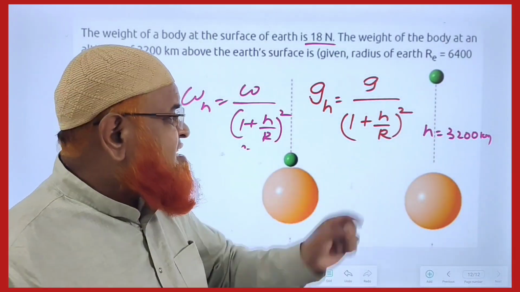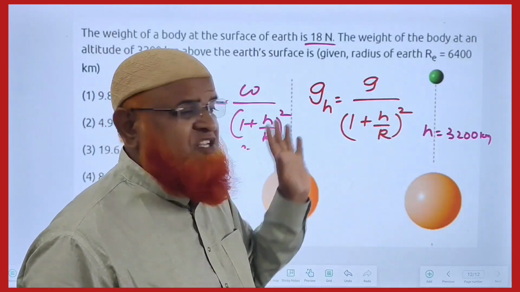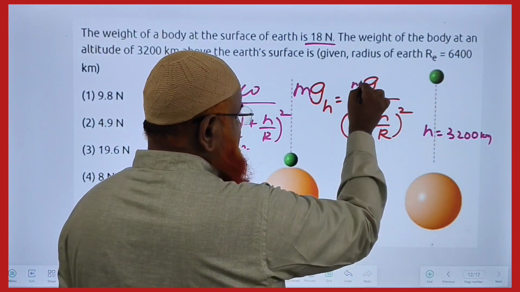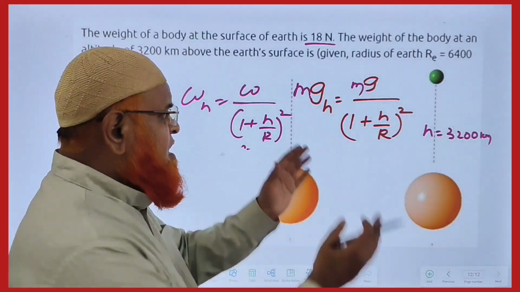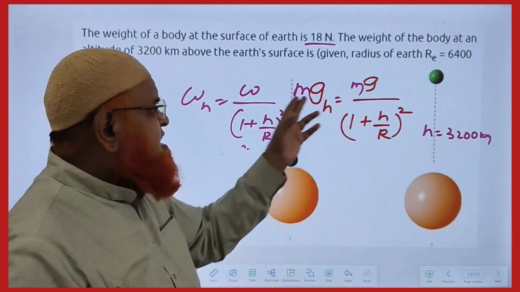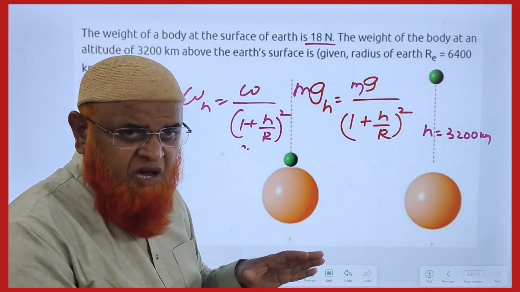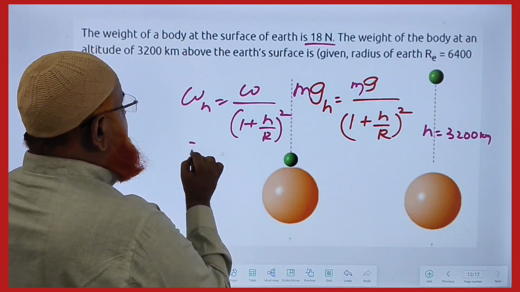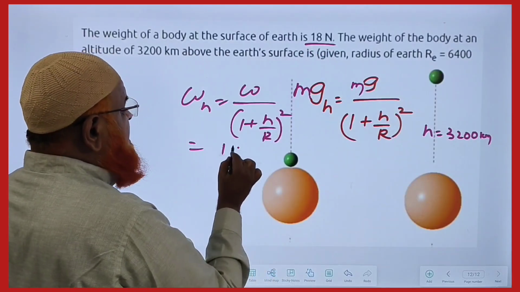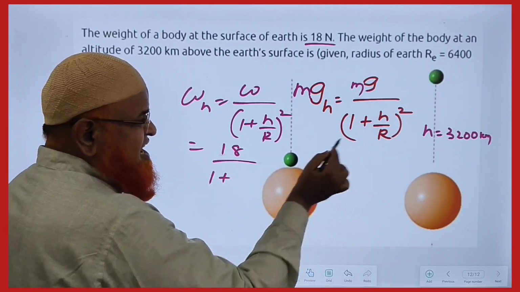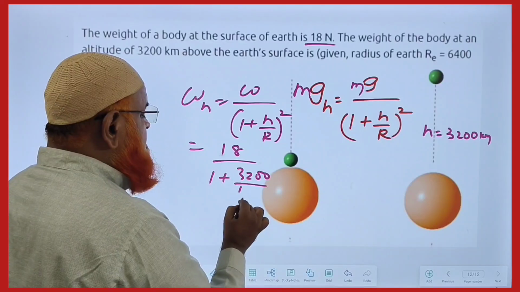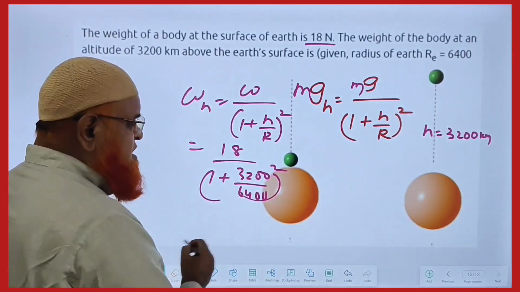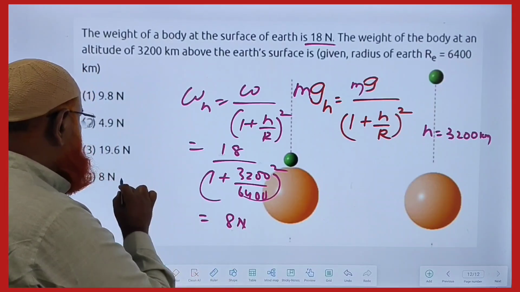For that, a simple method is, you already know g_h is equal to g by (1 plus h by R) whole square. The simple thing you have to do is multiply both sides with mass. Then mg becomes weight here, so mg_h will become weight at a certain height, and mg will become W. The remaining things are the same. Just substitute the values and get the answer. Here, weight at a certain height is the weight on the surface of the Earth, 18, divided by 1 plus h, where h is 3200 divided by the radius of the Earth, 6400, whole square. That's it. If you solve directly, you're getting 8 newtons.